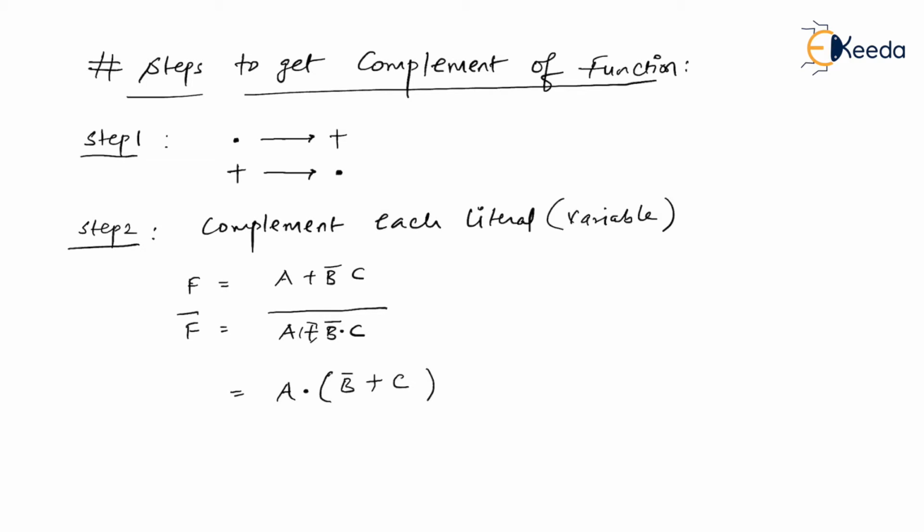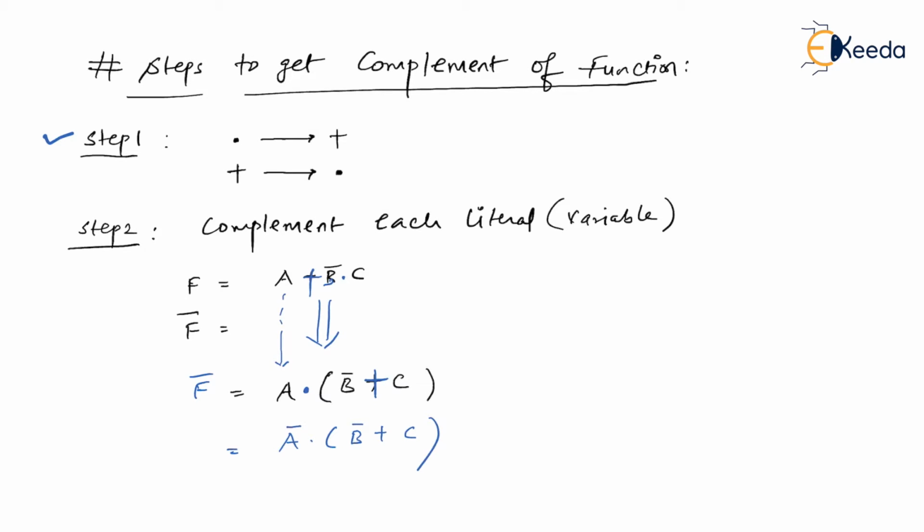This time, ignore the previous working and directly get f bar in two steps. Once again, check it out. I have copied a as it is, sum is replaced with product, product is replaced with sum. Once you do that, step number 1 is over. Step number 2 says complement each literal, that is, complement every variable. So let me rewrite this: a dot b bar plus c.